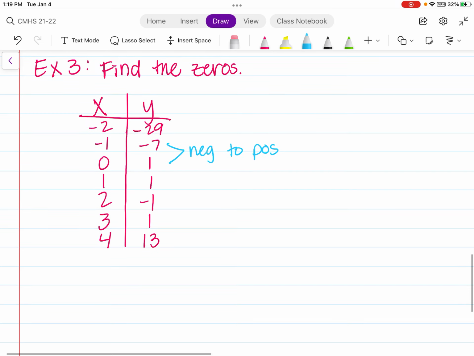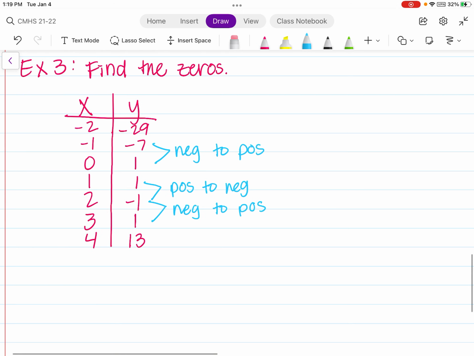Okay, keep going. So we had +1, now another +1, now a -1. Oh, right here, we changed from +1 to -1. So there's another 0. Keep going. -1, +1. Oh my, another one. We went positive, negative, positive. This time we switched from the -1 to +1 again. Okay, and then +1, +13. So that's it. So how many zeros are there? Tell a buddy. How many zeros?